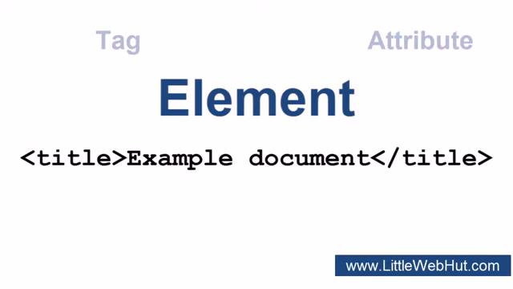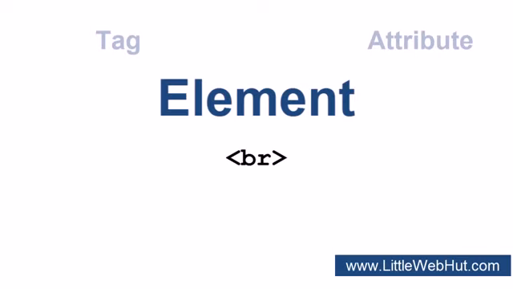Most of the elements in HTML5 are made up of start and end tags with content in between. However, there are some elements that only have a start tag. Here's an example. This is a BR element, which represents a line break. It doesn't have an end tag or any content. It only has a start tag.